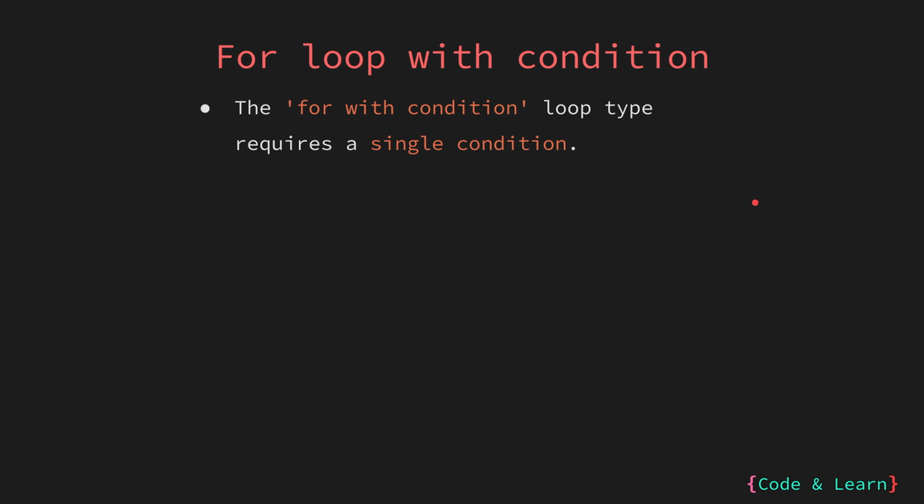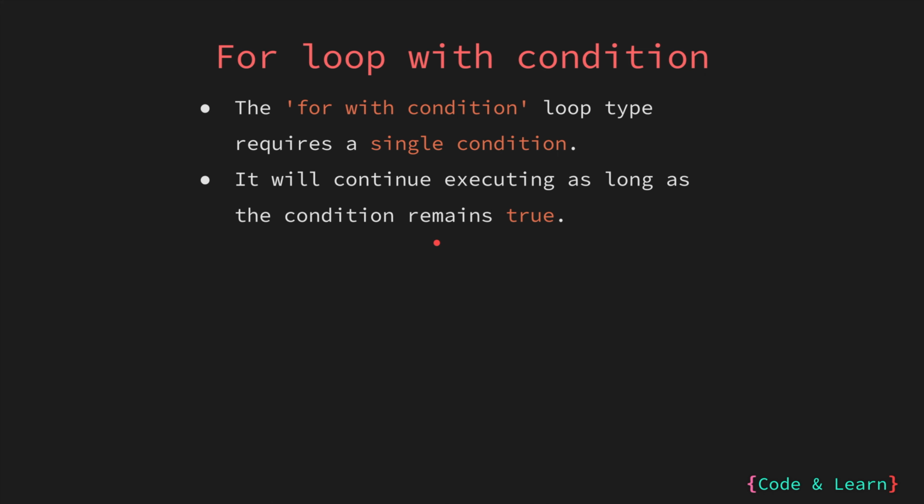First, we have for loop with condition. In this type of for loop, there is a condition specified after the for keyword. Once the loop is entered, the condition is checked. If it evaluates to true, the loop body is executed. Afterward, the condition is checked again. This process repeats until the condition evaluates to false. If the condition never becomes false, the loop will continue indefinitely. It is also known as an infinite for loop.